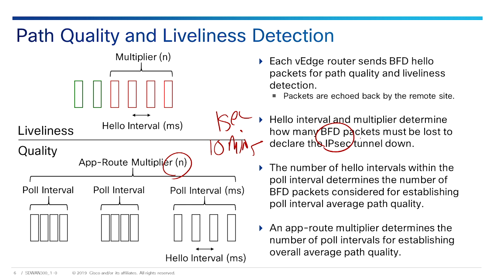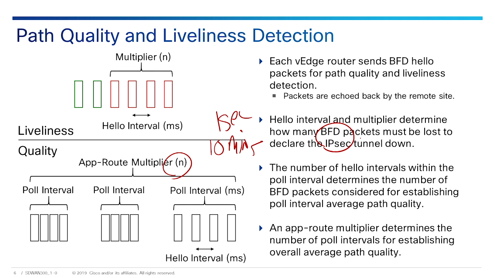It's going to send a BFD hello packet for path quality and liveliness detection, and packets are echoed back by the remote site. The hello interval and the multiplier determine how many BFD packets must be lost to declare the IPsec tunnel down. The number of hello intervals within the poll interval determines the number of BFD packets considered for establishing the poll interval average path quality. The app-route multiplier determines the number of poll intervals used to establish the overall path average quality.